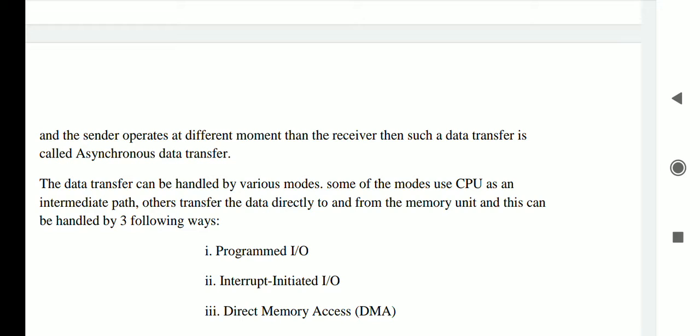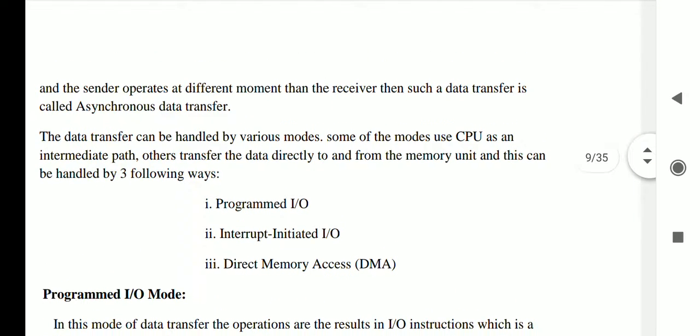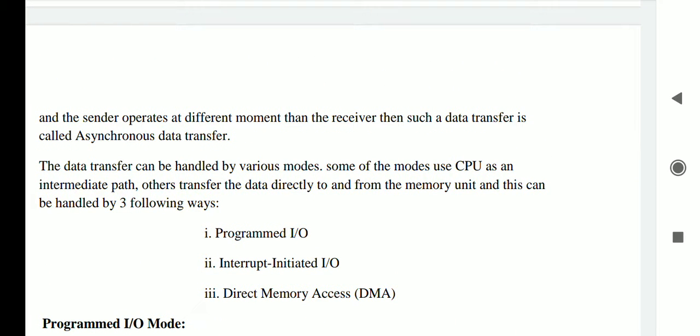Data transfer can be handled by various modes. In some modes, the CPU acts as an intermediary. Other modes transfer data directly to or from the memory unit. This can be handled in three ways. First is programmed input output, second is interrupt-initiated input output, and third is direct memory access, meaning DMA. These details are shown in the next video lecture.